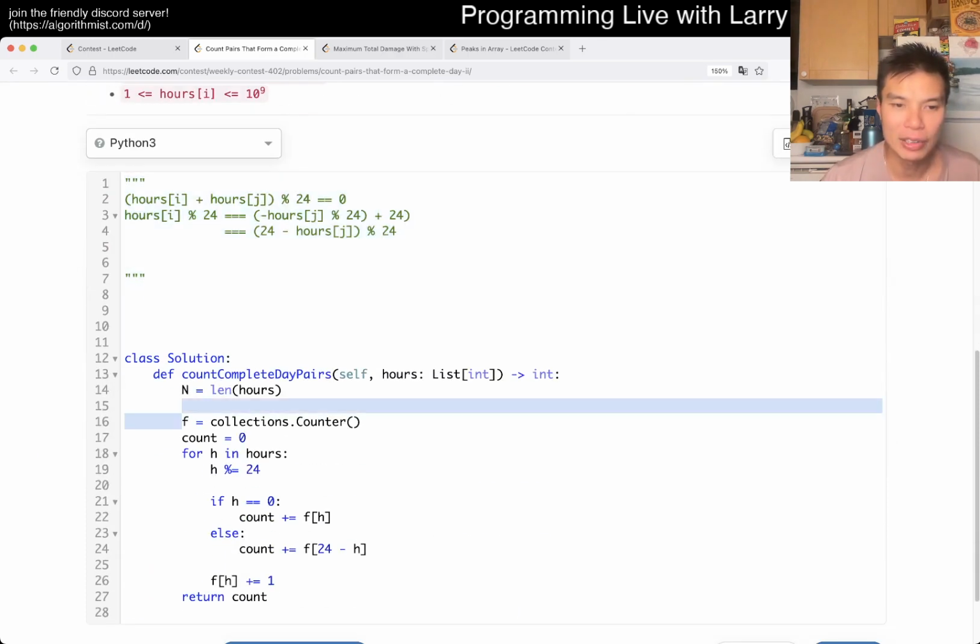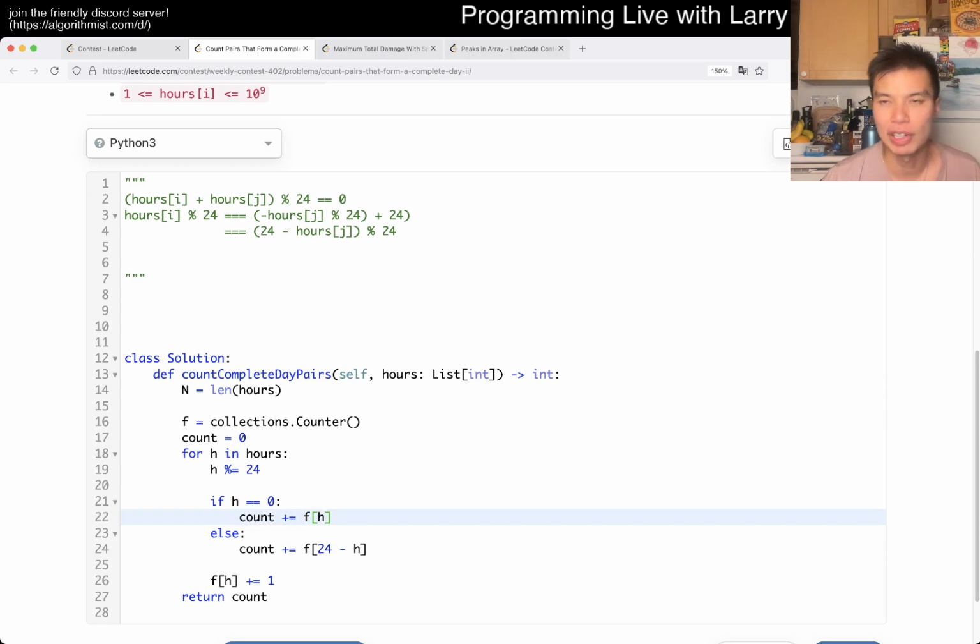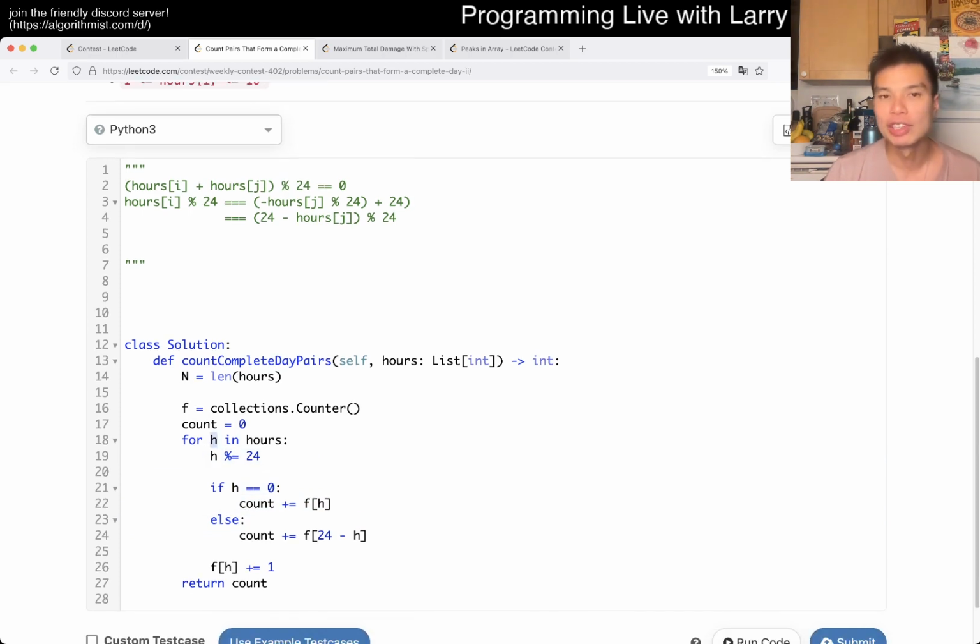Here we just have a counter, and as we said, we mod it by 24. If h is equal to 0, then we add count of f of h. You could say this in English too: if h is 0, that means h is a multiple of 24, so to make it another multiple of 24, the previous number has to be 0. And f of h gives you the frequency of all the numbers you've already looked at before, and how many of those there are, because we increment later on.